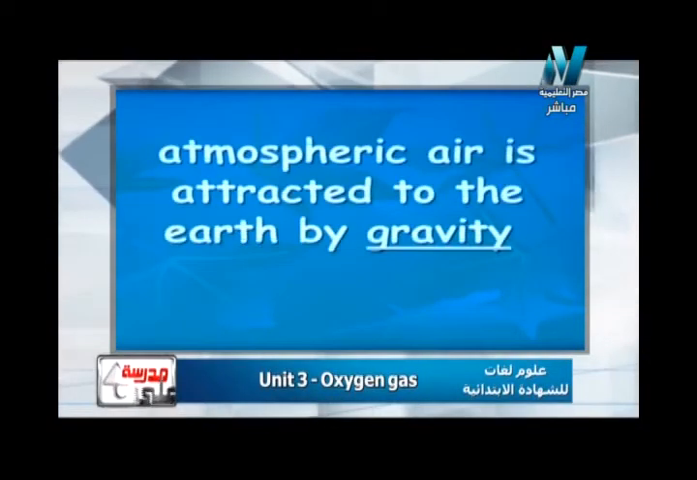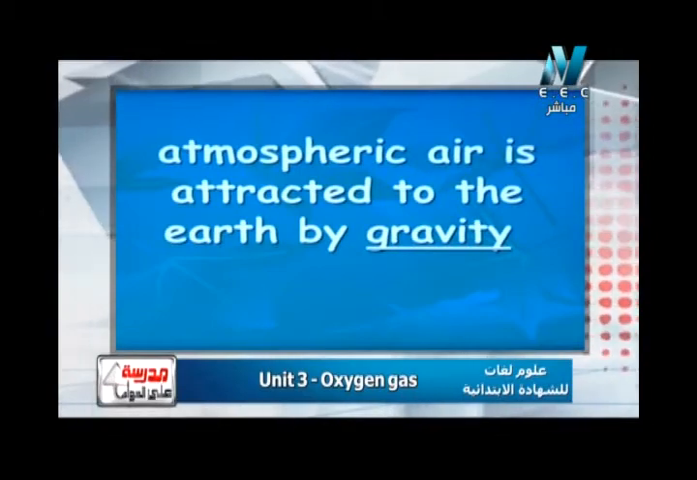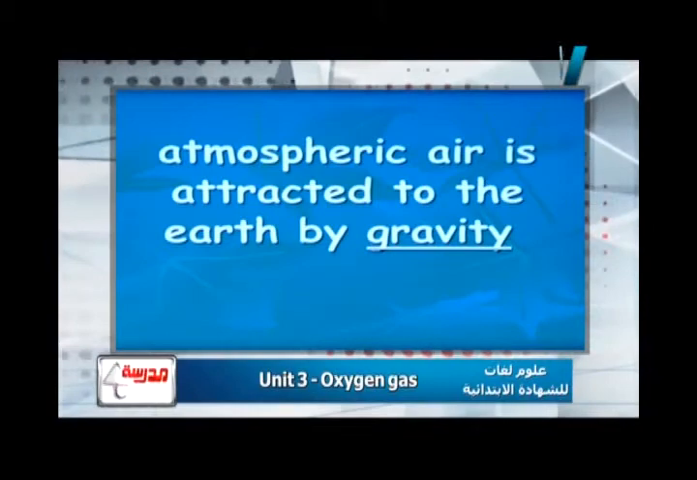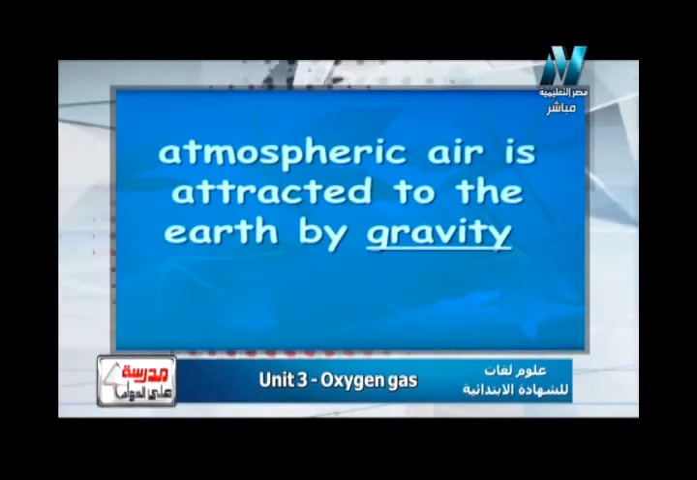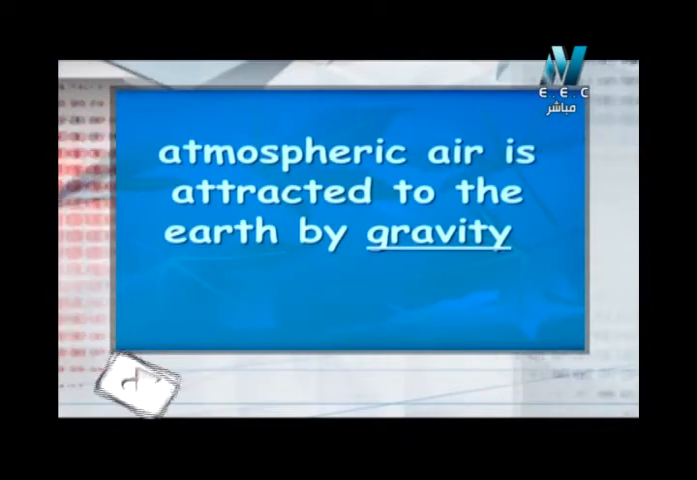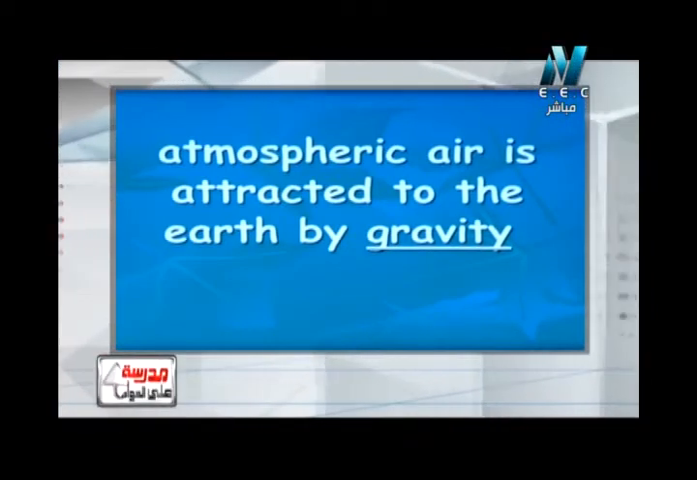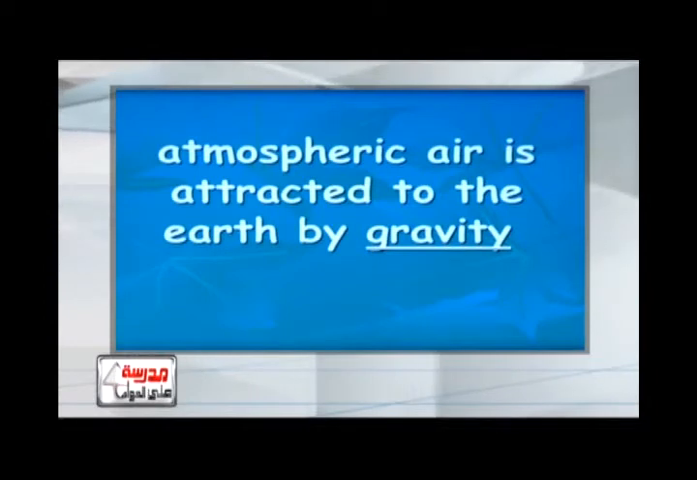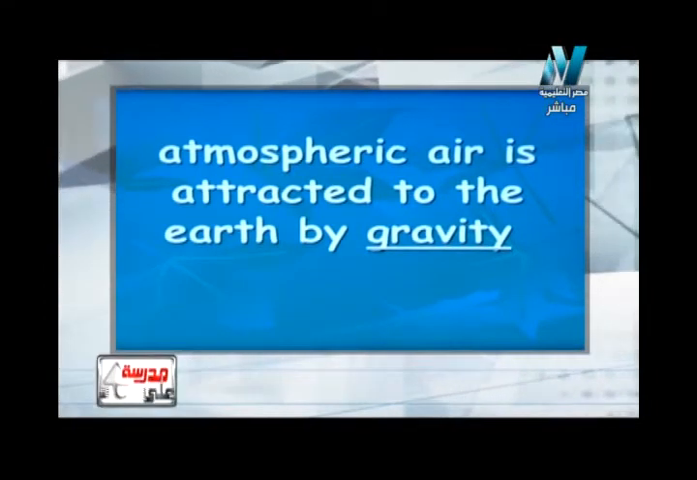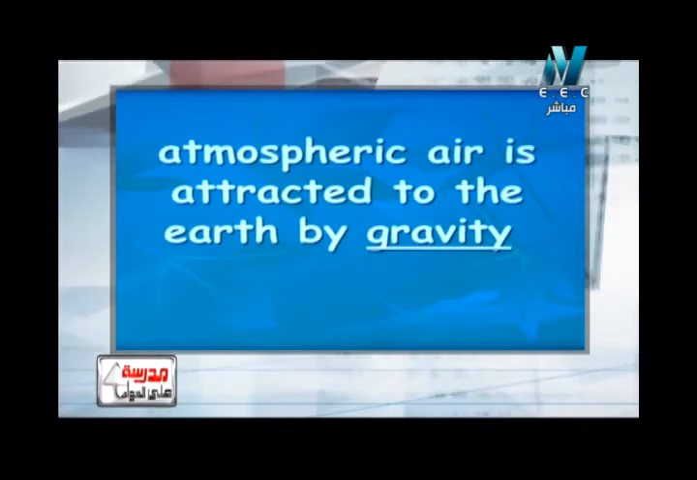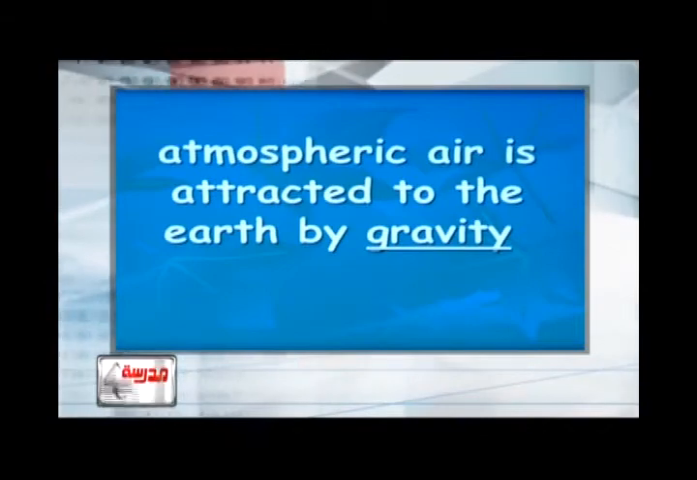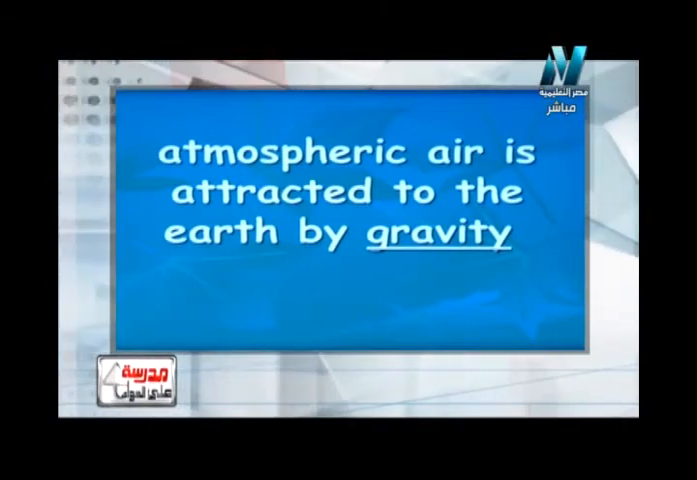Another information about the atmospheric air: atmospheric air is attracted to the Earth by gravity. So every day we will find atmosphere, we will find oxygen. Every day we find oxygen that never runs out around us, because atmospheric air is attracted to the Earth by gravity. The atmosphere exists because of gravity and never leaves the Earth.